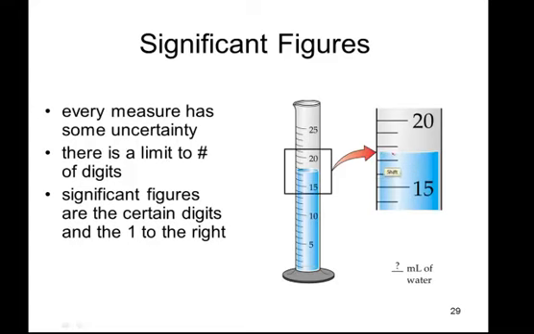And this one I can see is somewhere between 17 and 18, and I'm going to say it's a little bit more than halfway between the 17 and 18. So maybe I want to call it 17.6. However, somebody else could read it and say it's 17.5. And by the way, this dip in the water, the bottom of the dip is what we want to read, and that's called the meniscus.